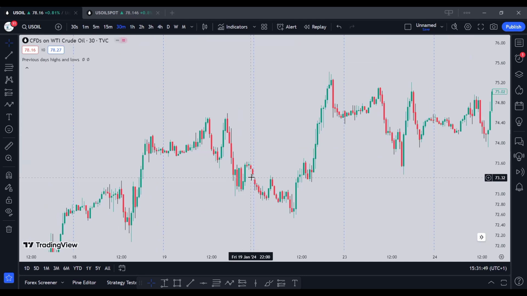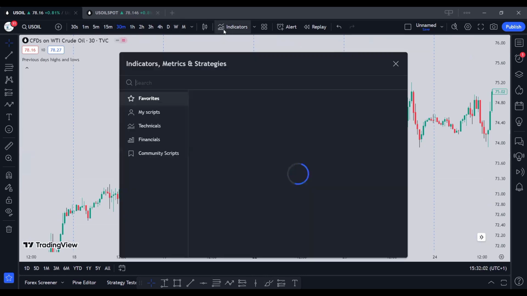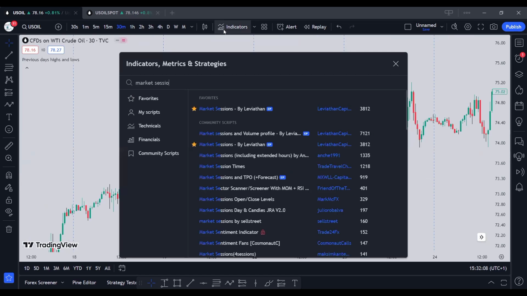So the first thing you do is that. Now, the second thing you do, you need to have an indicator on. You go to your indicator space, so tap on the indicators and search for market sessions.